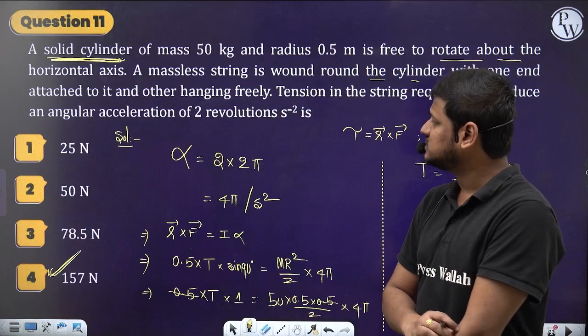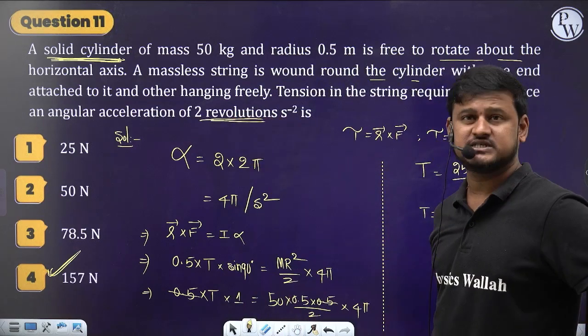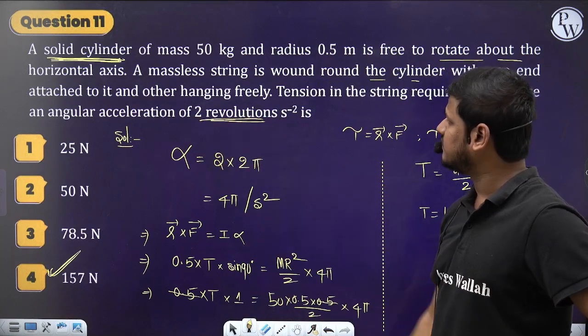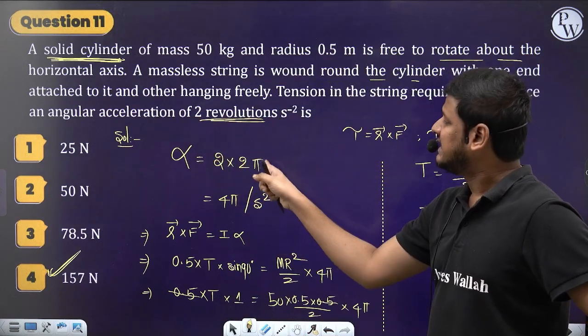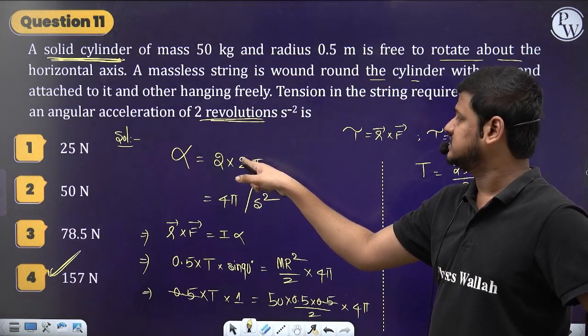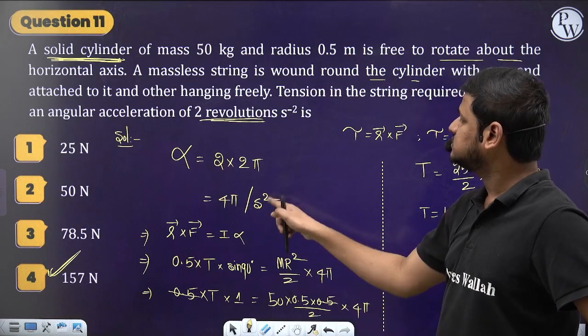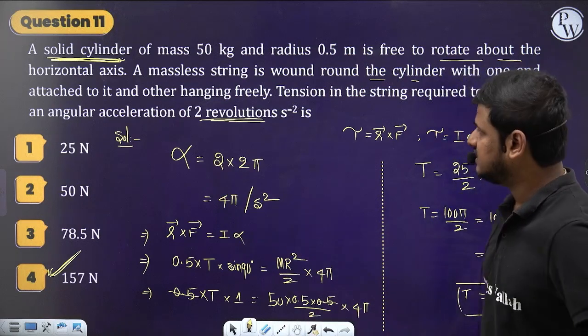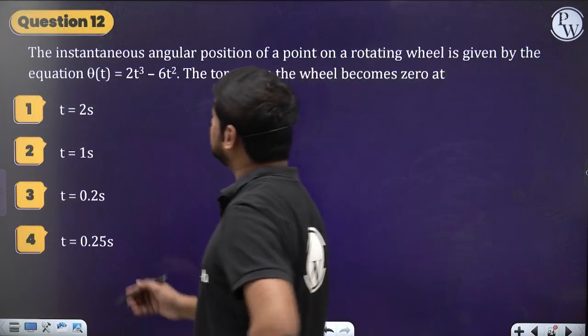Clear, guys? Understood? So the logic here is 2 revolutions per second square. I thought it was 2 pi, but it's 2 revolutions only. For 1 revolution it takes 2 pi, right? So for 2 revolutions, alpha is 2 into 2 pi, which is 4 pi per second square. Clear? So the next question.